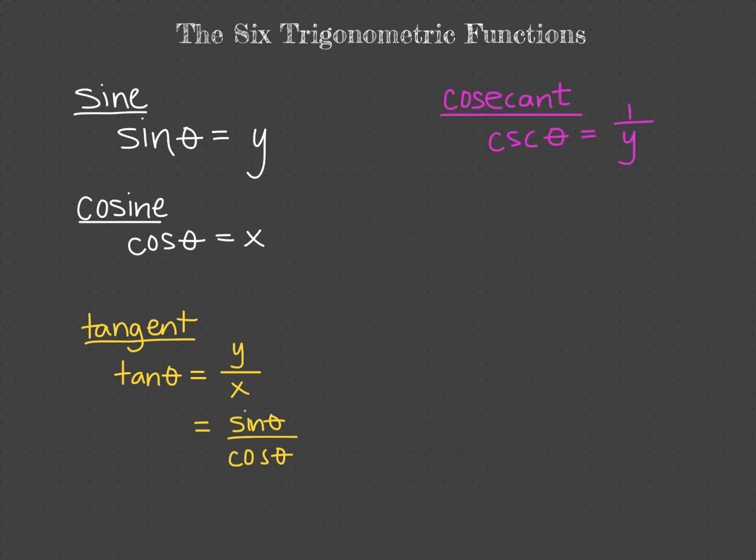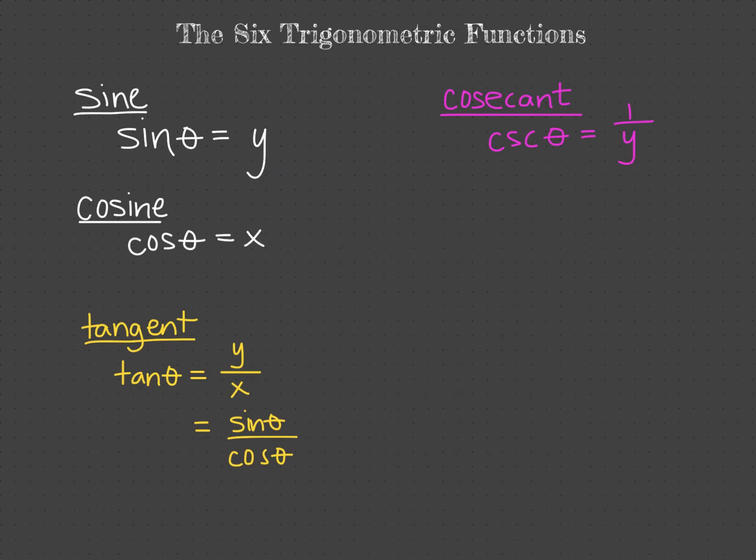Our fourth trig function is called cosecant, abbreviated CSC. The cosecant of theta is defined as 1 over y. This really means it's just the reciprocal of sine. Since sine is y and cosecant is 1 over y, they are reciprocals of one another. So if the sine of theta was 1/2, the cosecant of theta would be 2.